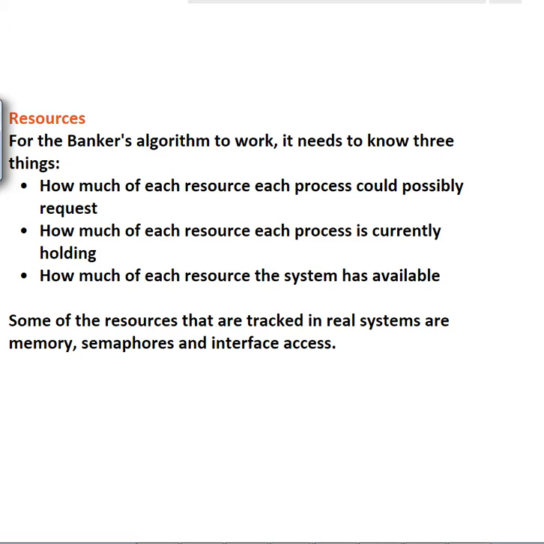First, how much of each resource each process could possibly request, that is the maximum, what I was talking about, and how much of each resource each process is currently holding, so how much is allocated. And how much of each resource the system has available.